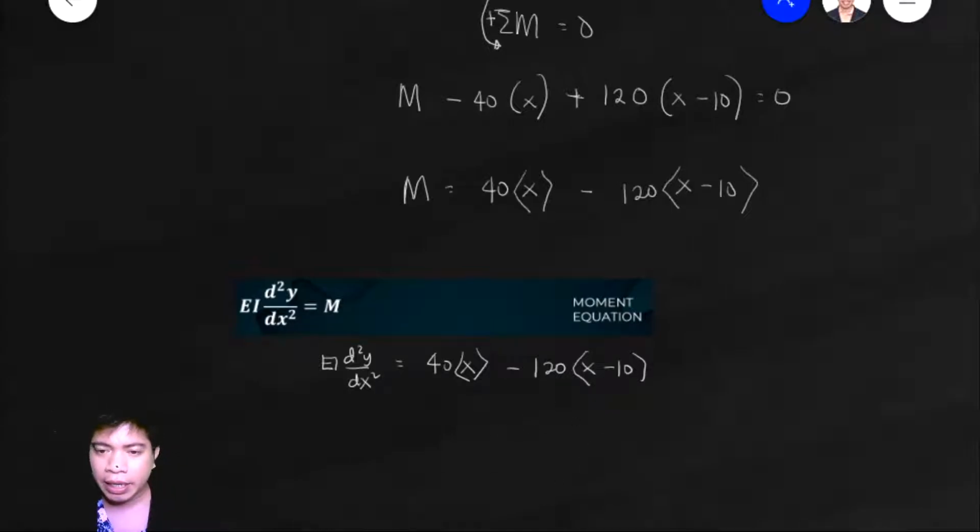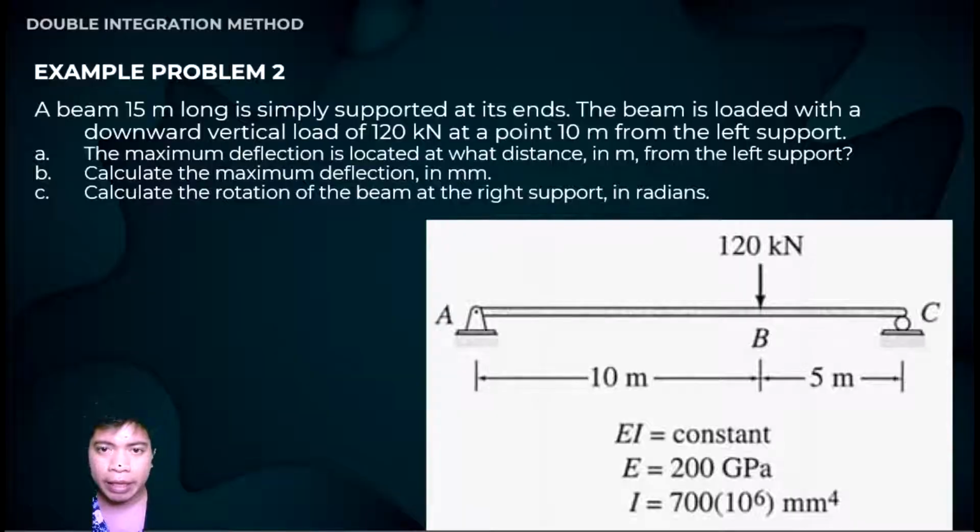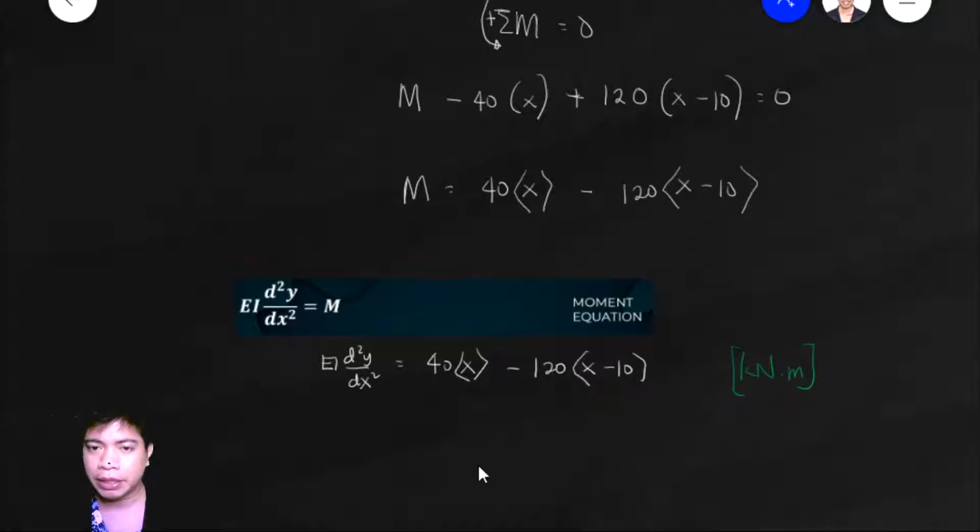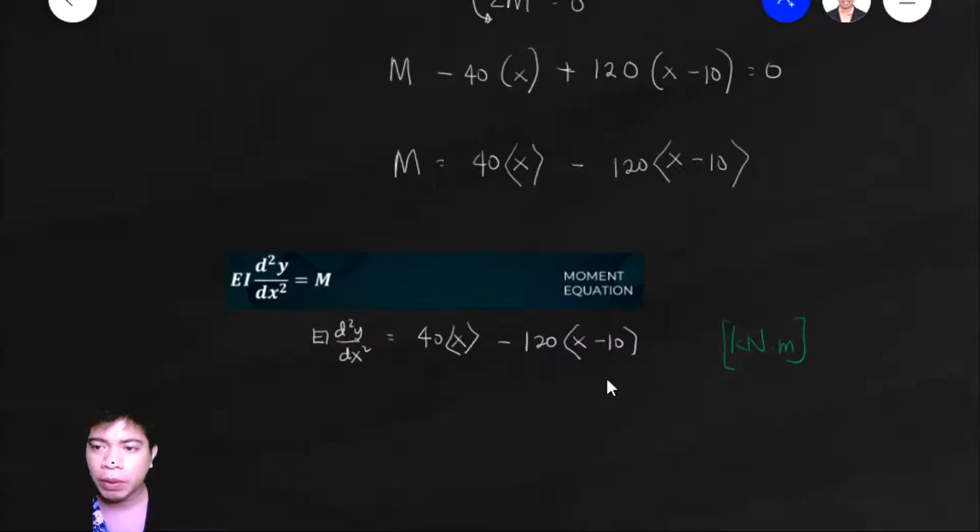Ayun, so ilagay lamang natin, guys, dito yung ating unit ng ating moment equation. So since moment nga ito, guys, then ang ating unit dito is kilonewton meter, no? Kasi nga naka kilonewton yung ating force and yung ating distance is in meter. Okay? So kilonewton meter nga yung ating unit para sa bawat terms nga ng ating moment equation. So ito na nga, guys, yung ating moment equation. So yan na yung final natin na moment equation.